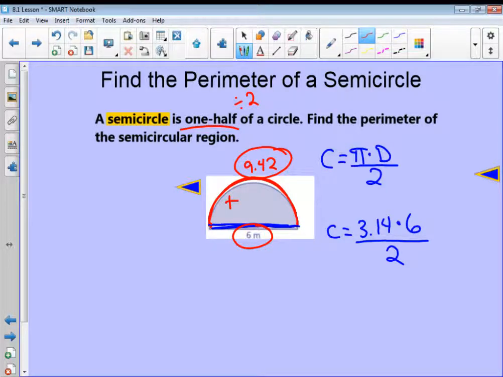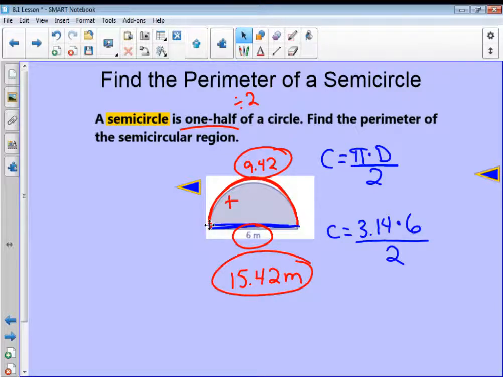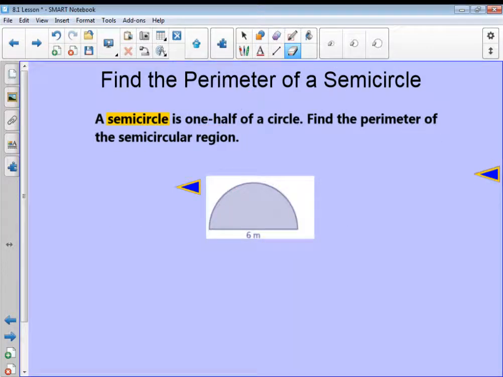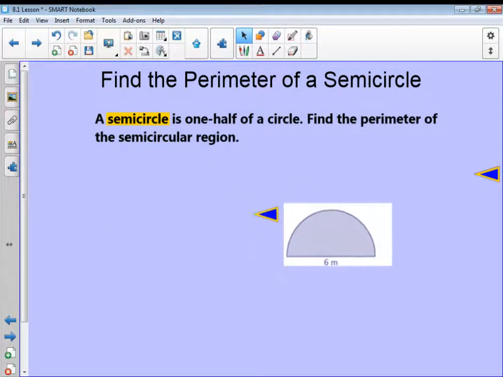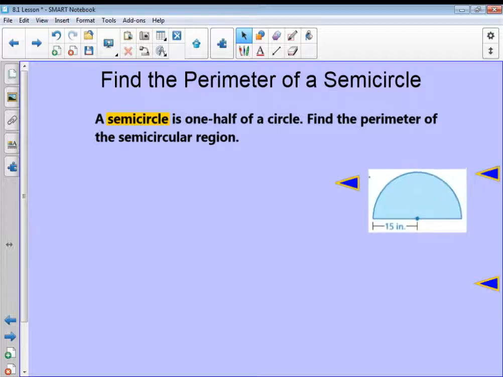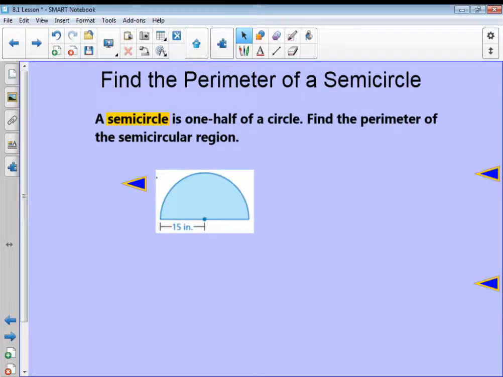So now I'm just going to add 6 to that. Final answer is 15.42 units, which was meters. And we're doing perimeter, so it's no squared or anything. Okay, so let's go ahead and try another one. Remember, a semicircle is half of a circle, but if they ask you to find the perimeter, you have to remember that straight edge is also part of the perimeter.